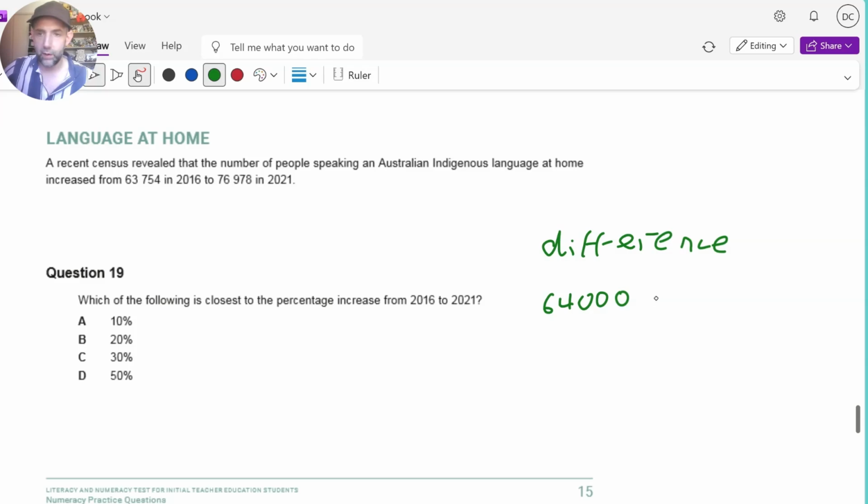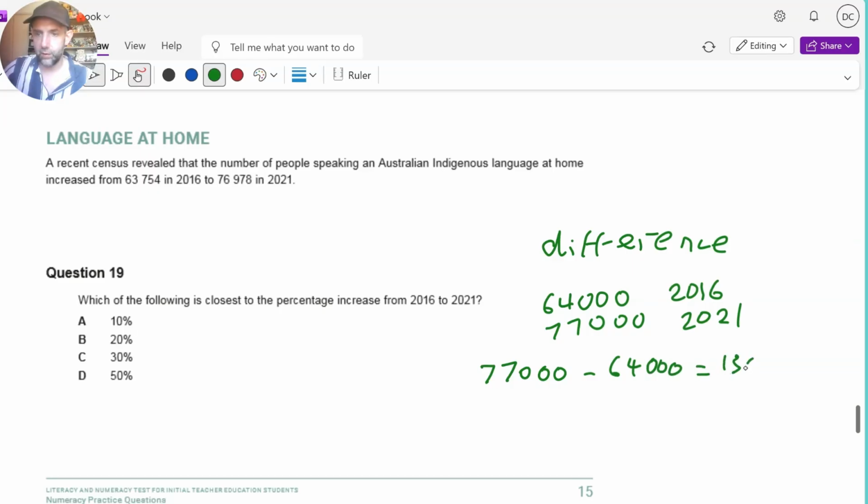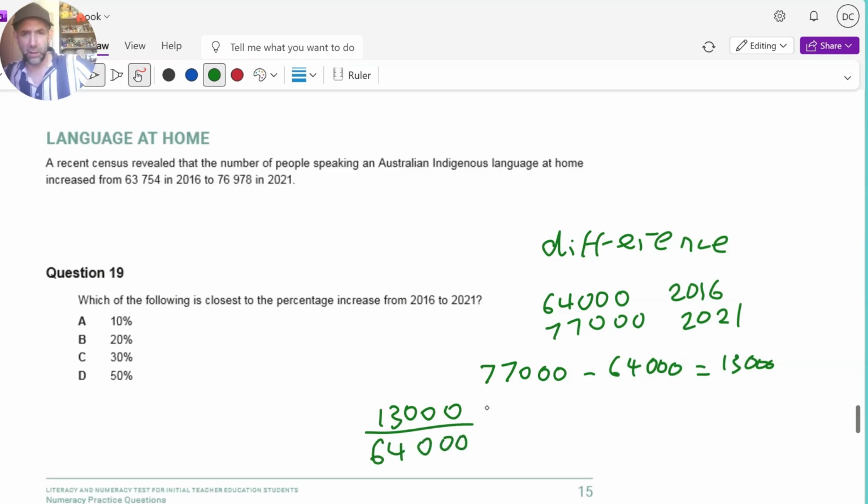So that first one, I'm going to round it to 64,000 in 2016. In 2021, that is roughly 77,000. And then finding the difference between these two should be a lot easier. So 77,000 minus 64,000 is 13,000. We're comparing 13,000 to the original amount, which was 64,000. And that would be your percentage increase when you times it by 100.